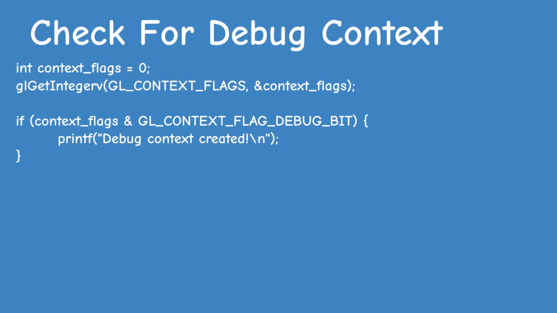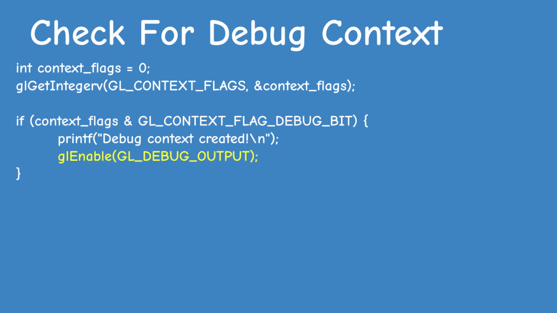Once the window has been created, we should probably make sure that we got the debug context, and we do this by querying for the context flags using glGetIntegerv and checking whether the GL_CONTEXT_FLAG_DEBUG_BIT is set. Again, in FreeGLUT, the bit was not set even though debug output worked correctly, but in GLFW, the bit was set only in response to the corresponding hint.